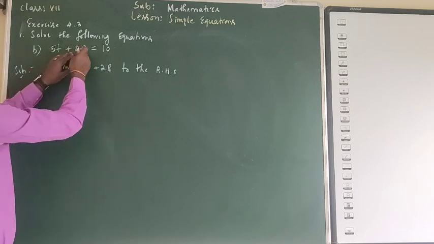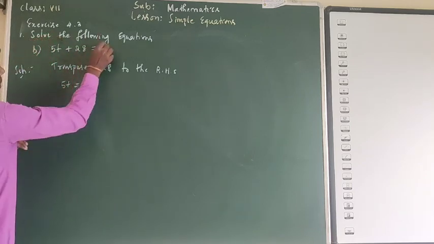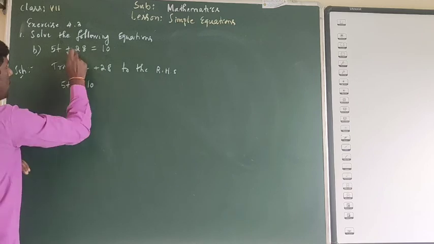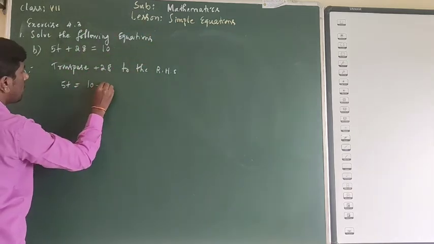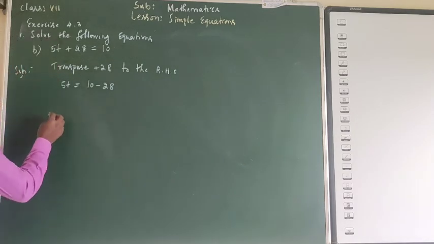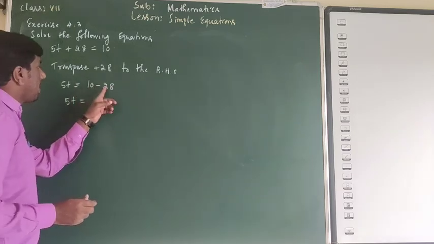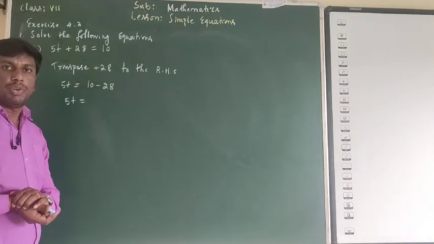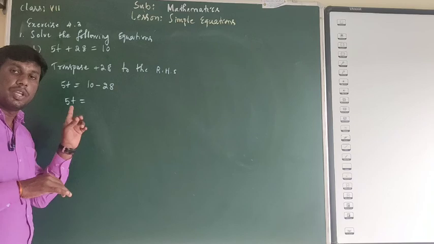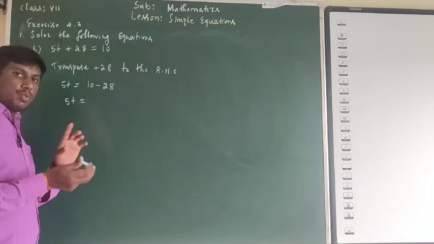Okay, we will do that. So I am transposing 28 to the RHS, the remaining is 5t. In the RHS I have 10. On transposing plus 28, it will become minus 28. Clear? Okay. Now, we'll write finally in the LHS 5t, and in the RHS 10 minus 28. Not 28 minus 10. 10 minus 28.